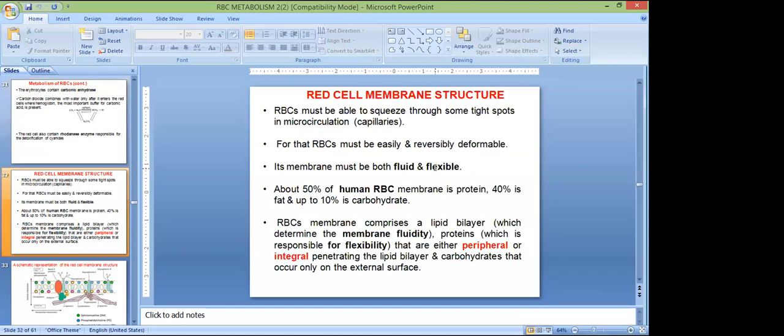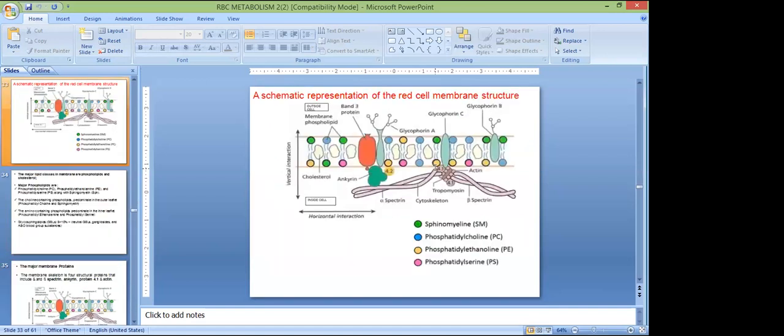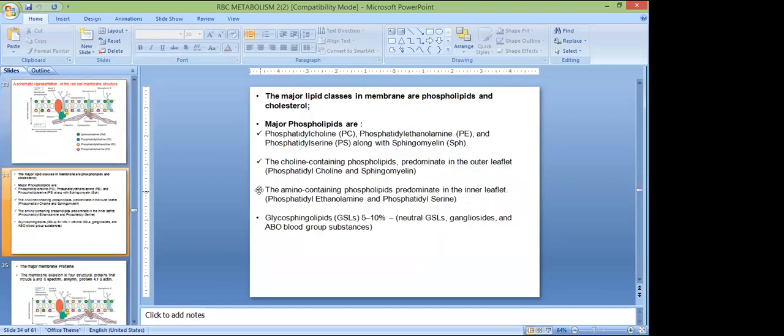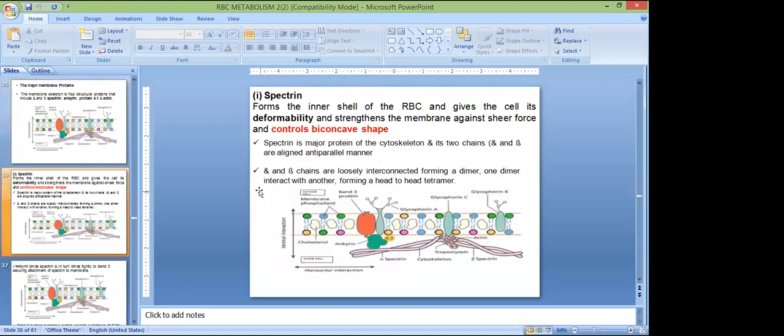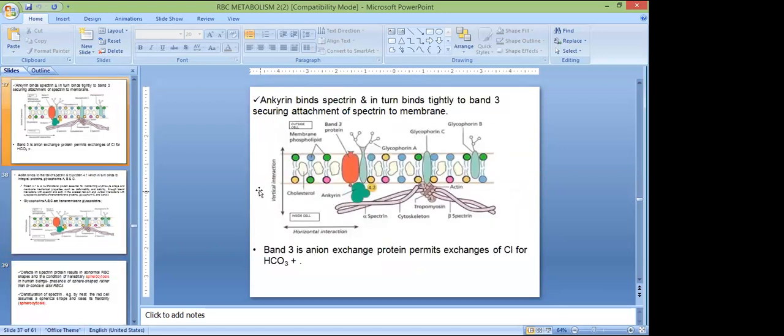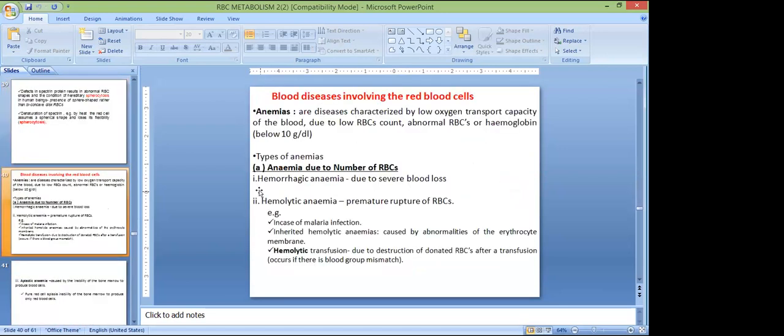Then briefly, we'll just look at the structure of the red blood cell membrane. It's made up of many different proteins. We can't look at all of them specifically, but just know it's made up of these proteins, and this protein is what gives red blood cells that unique ability to deform and penetrate microcirculation, penetrate those little blood vessels.